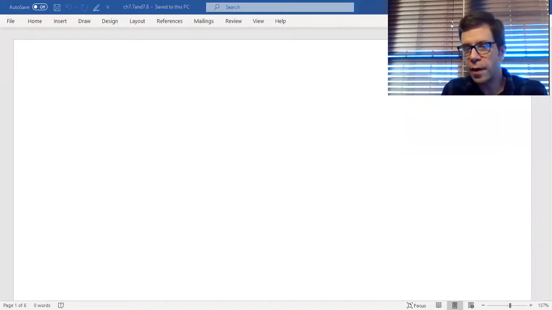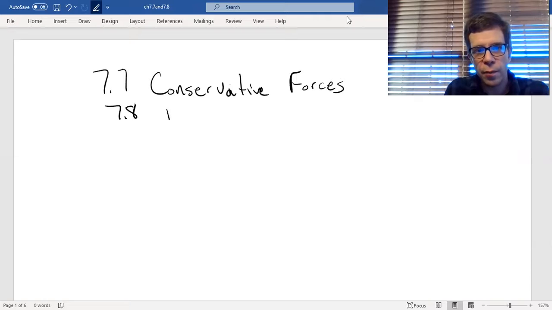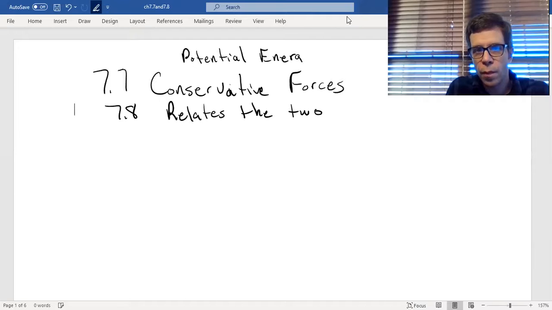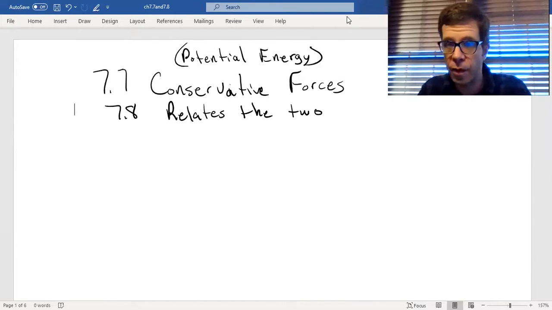All right, so we just talked about chapter 7.6, which deals with potential energy. 7.7 has to do with conservative forces. And then 7.8 relates the two. So we're going to talk about conservative forces, and then we're going to talk about how that's related to potential energy.